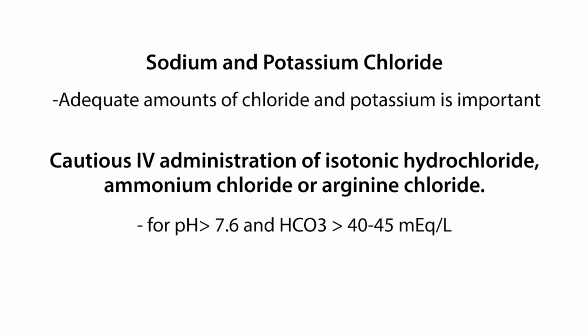If adequate amounts of chloride and potassium are not available, renal excretion of excess bicarbonate is impaired and metabolic alkalosis continues. IV administration of isotonic hydrochloride, ammonium chloride, or arginine hydrochloride may be warranted if severe metabolic alkalosis, pH greater than 7.6 and bicarbonate greater than 40 to 45 exists, especially if chloride or potassium salts are contraindicated.